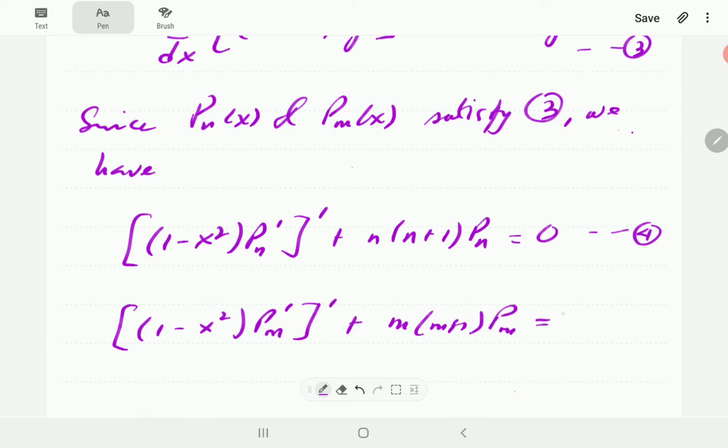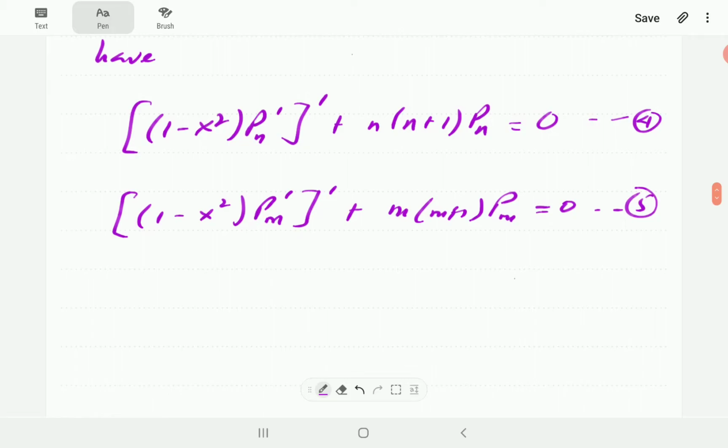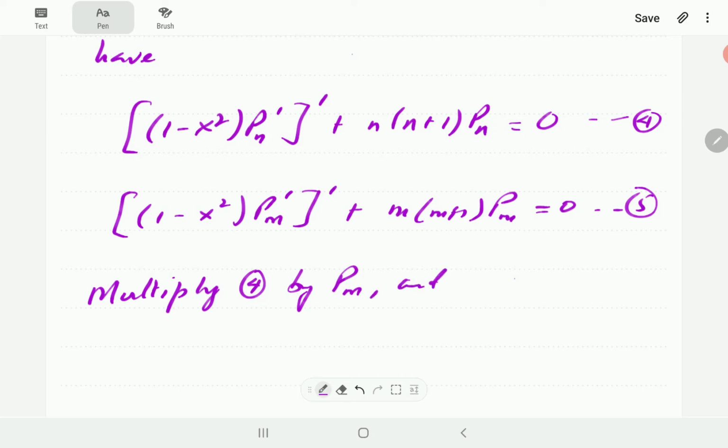So all the n parameters are replaced by m. So we have got these two ODEs, one for Pn and the other one for Pm. Then what we are going to do is multiply 4 by Pm, and we are going to multiply 5 by Pn, and then we are going to subtract.